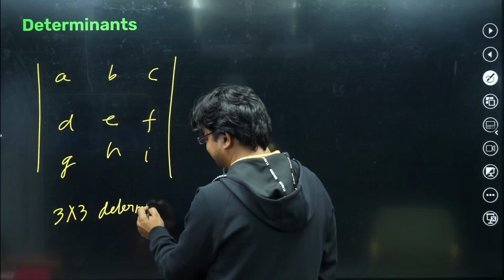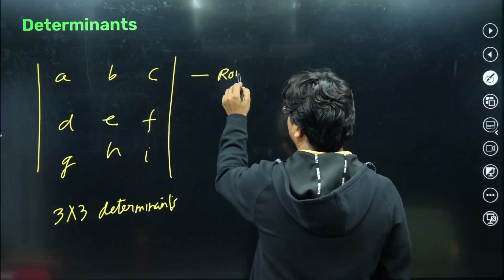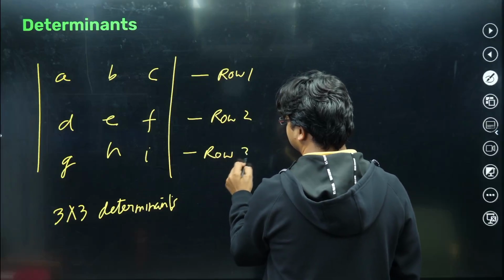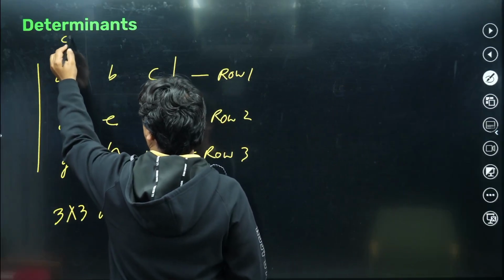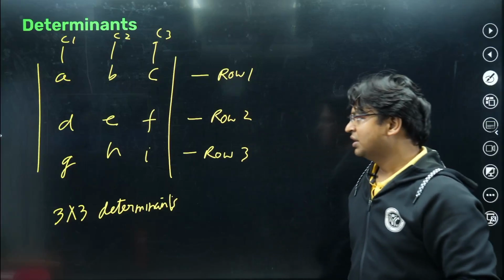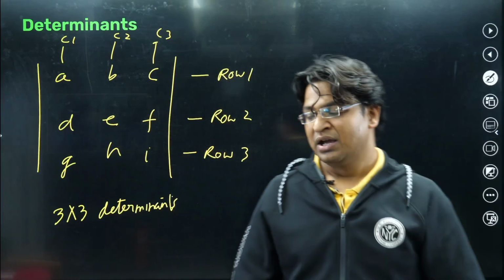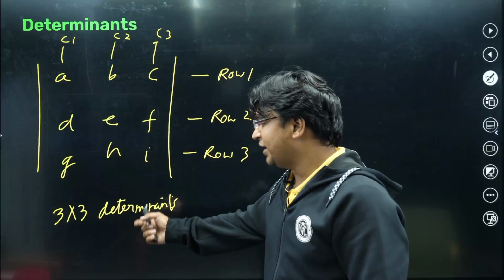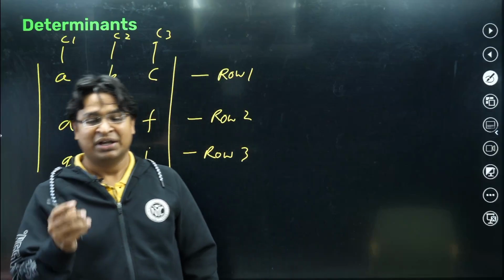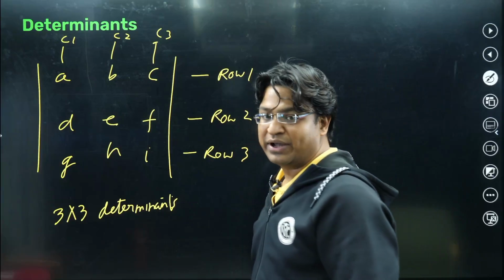Why 3 by 3? It has 3 rows and 3 columns. These are called rows: this is row 1, this is row 2, and this is row 3. These are called columns: this is column 1, this is column 2, and this is column 3. In a determinant, the number needs to be the same. We can have a 3 by 3 determinant, but we cannot have a 3 by 2 or a 2 by 3 determinant. Those are called matrices. You will study them in detail in mathematics, but in determinants the number needs to be the same. It has to be a square thing.